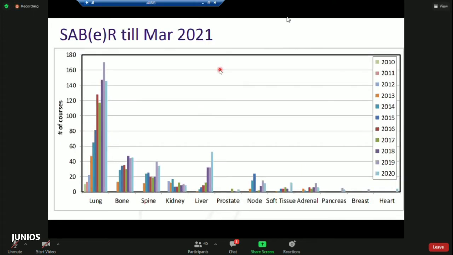So the SABR cases up to last March here were divided into different lesion sites over the last 10 years or so. Most of it is lung, so we just move on to something else. We focus on the liver and the vertebra. The other bony mets are excluded. Vertebral body SABR is separate because it has a lot more distinct features compared to other bony mets SABR.